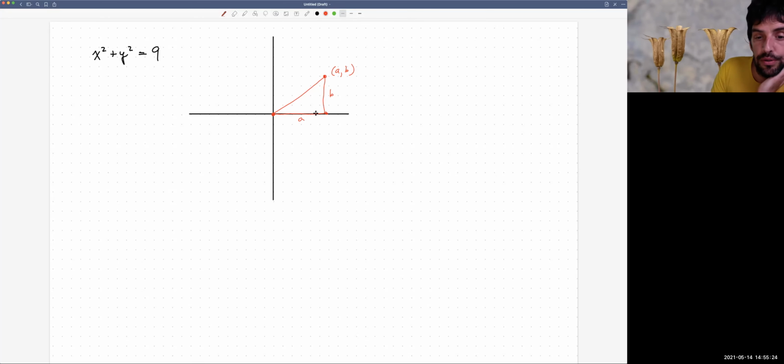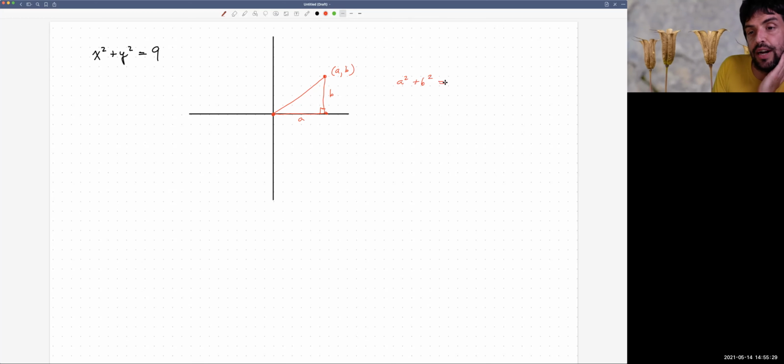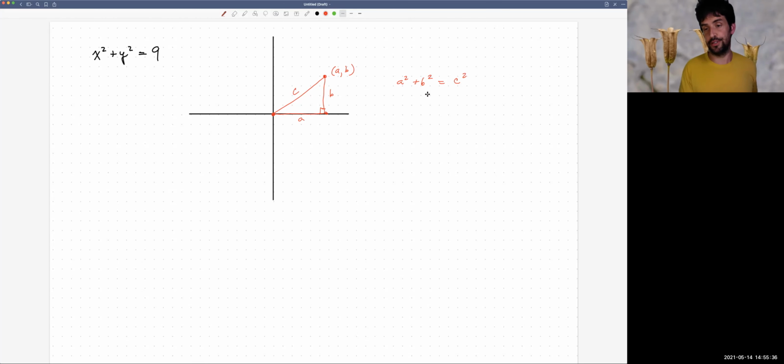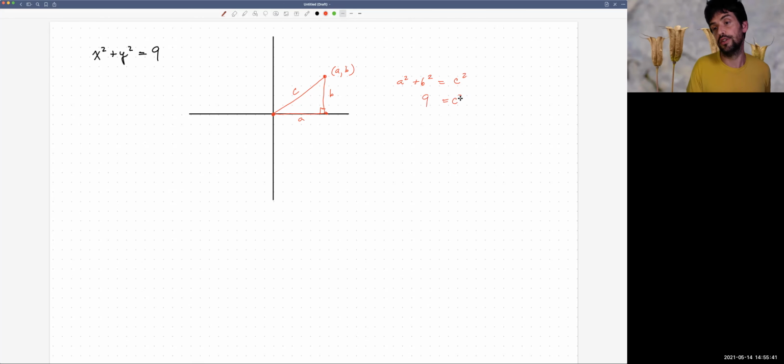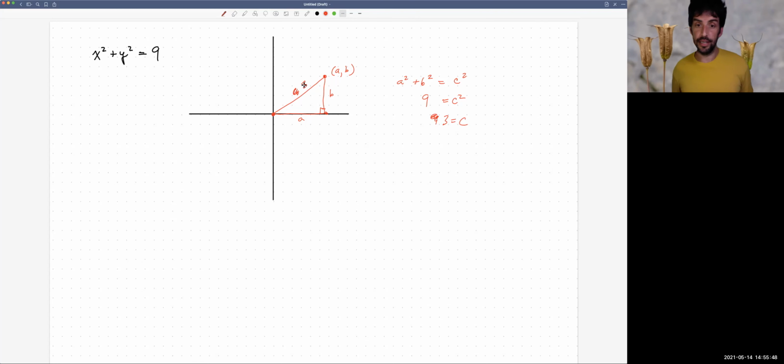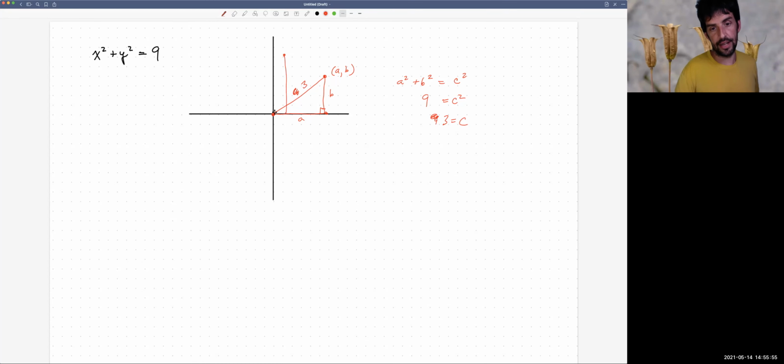What do I know about this? Well, I know, since this is a right angle, using the Pythagorean theorem, a squared plus b squared has to equal c squared, whatever the length of this is. But we already know that a squared plus b squared is equal to 9 if it satisfies this equation. In other words, the distance, the hypotenuse, has to be 3. Okay. And if there's a different point on this little triangle that I say satisfies this, it still has that relationship, right?